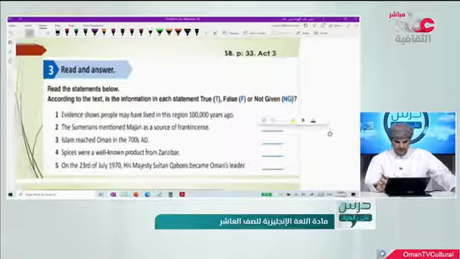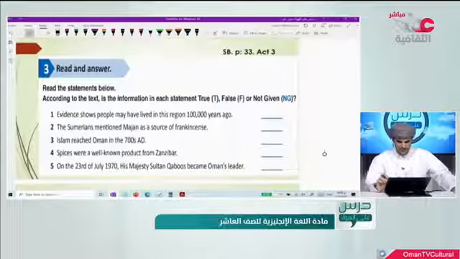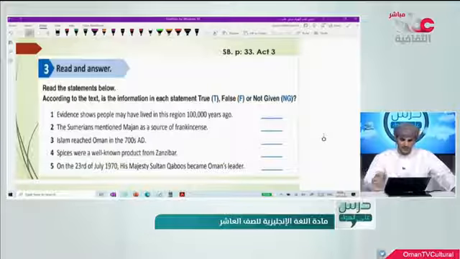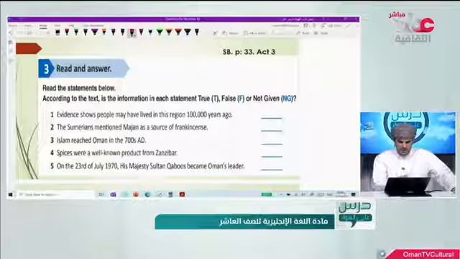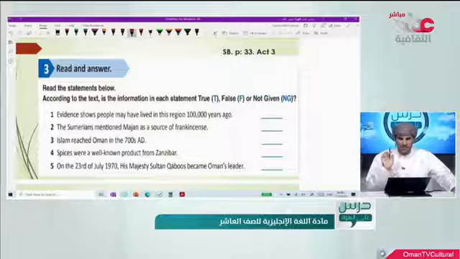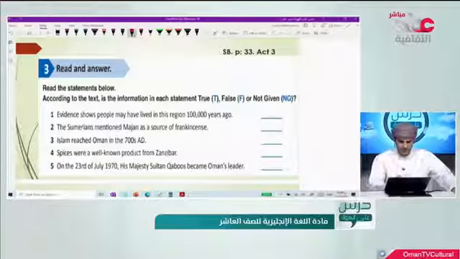Activity number 3. This is where you like it more. Read the statements below according to the text. We still are in the text. According to the text, is the information in each statement true, false, or not given? There is no information about this statement. So NG means no information. Okay. Number 1.